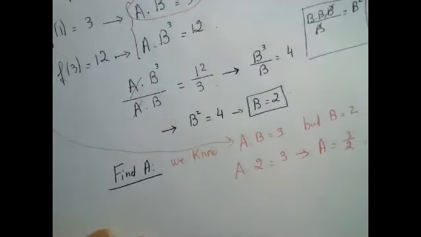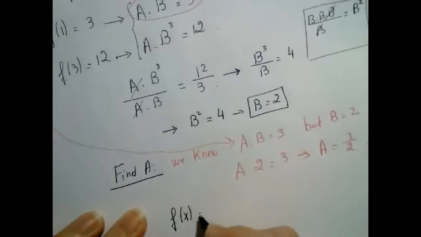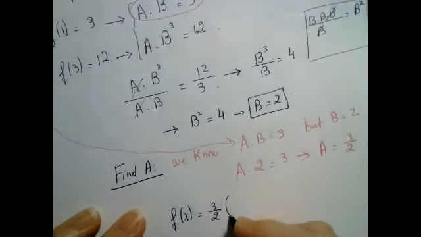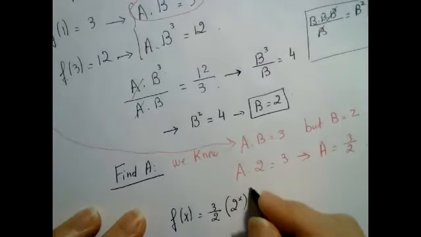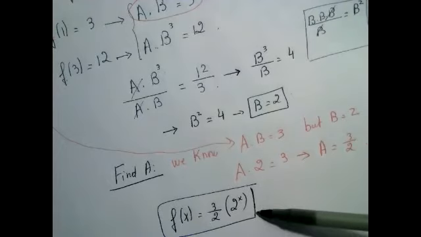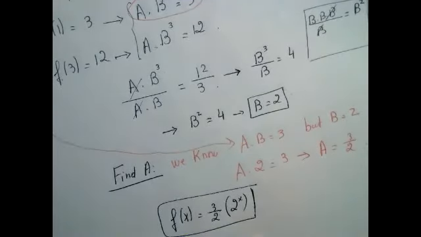And now the formula will become f of x equals a, which is 3/2, times 2 to the power x. And this will be the formula for the exponential function that will fit my data. Now let me check here on the side. Okay, I'm going to check.